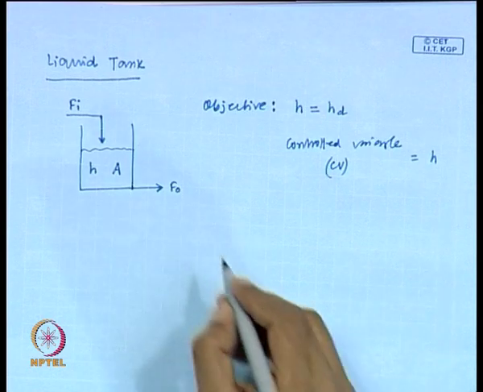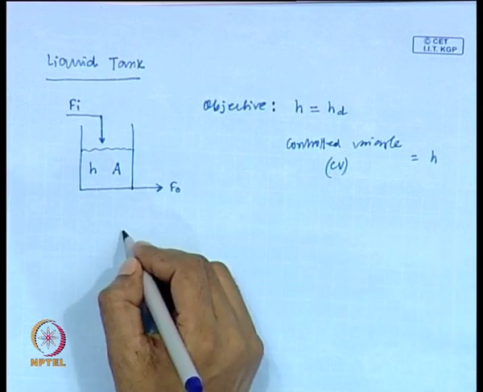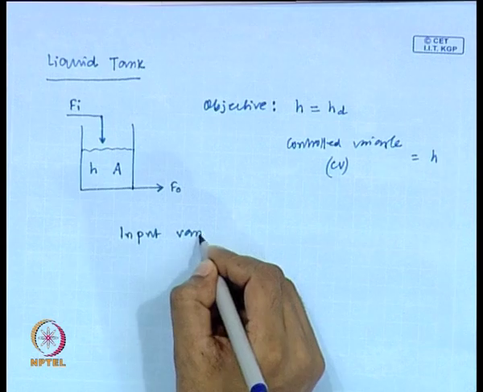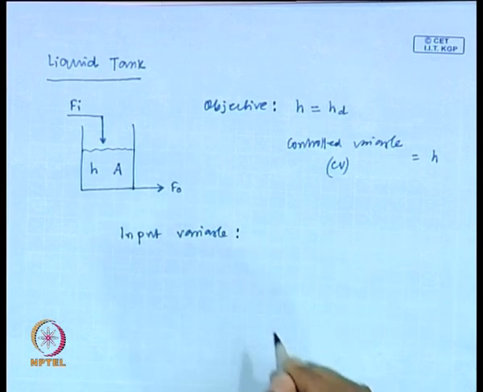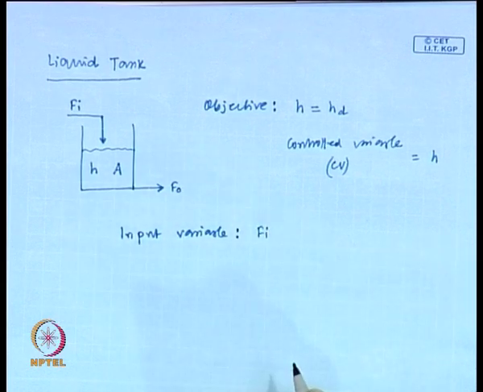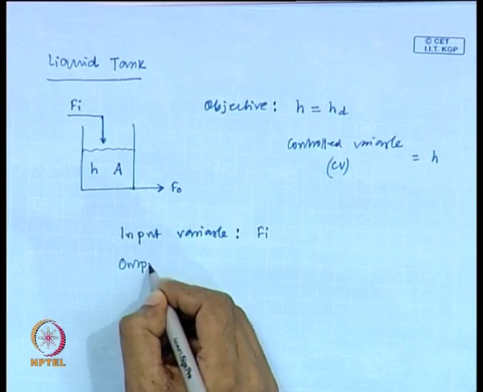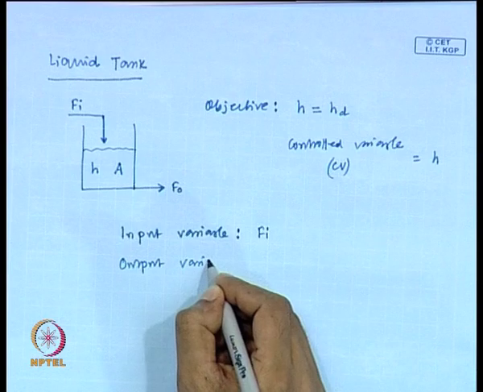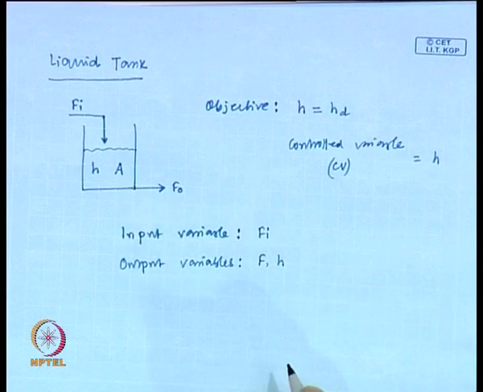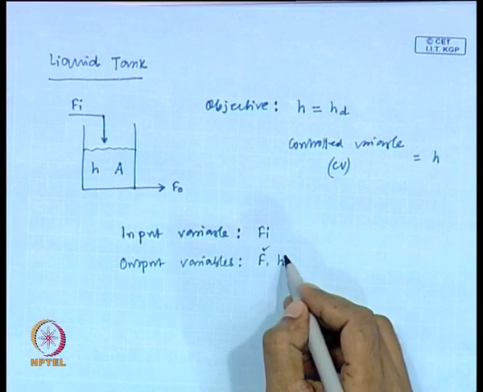Now, if we consider this process, can you classify the variables? Which one is the input variable for this process? Fi. Input variable is Fi. What are the output variables? One is F and another one is liquid height. The output variables are, one is outlet flow rate F and second one is liquid height.